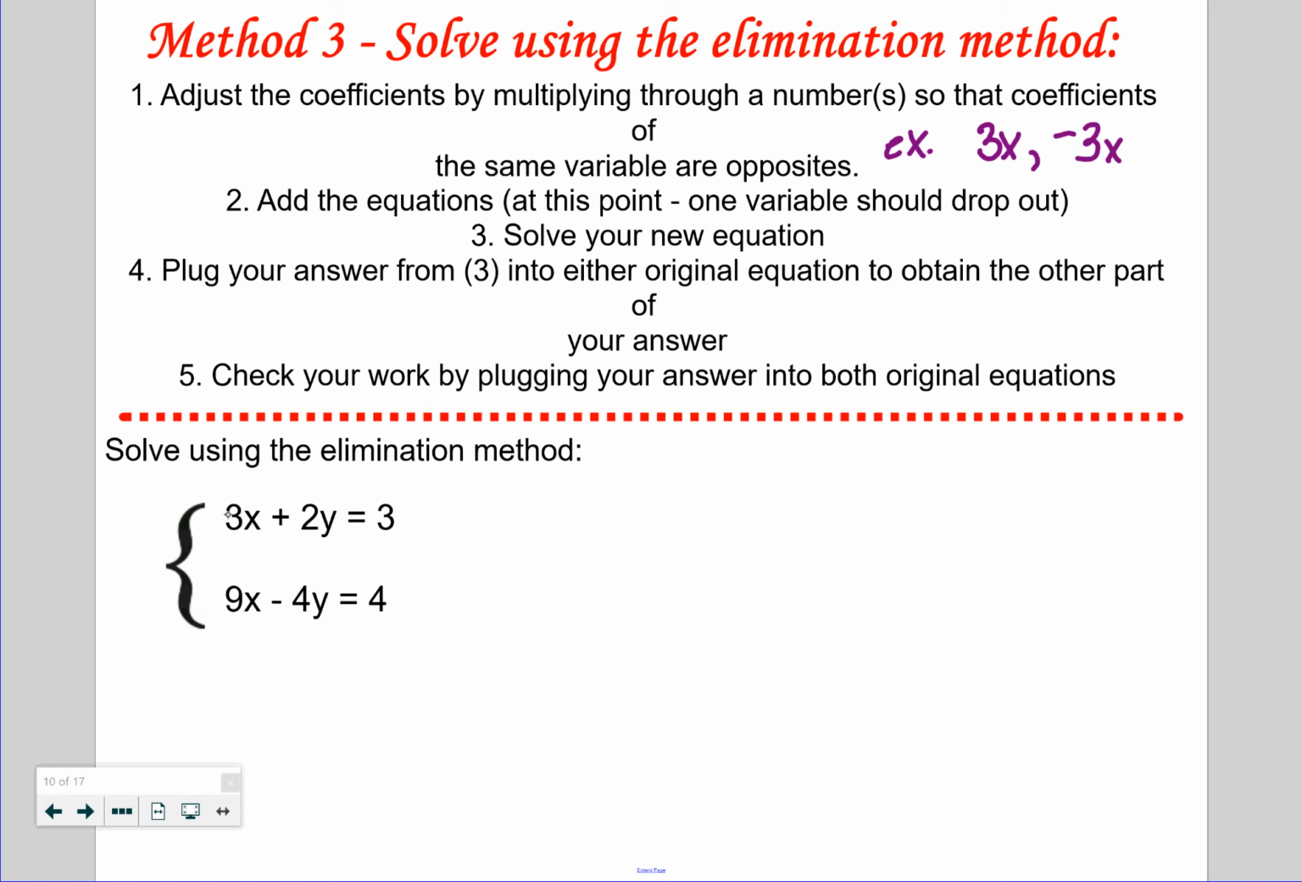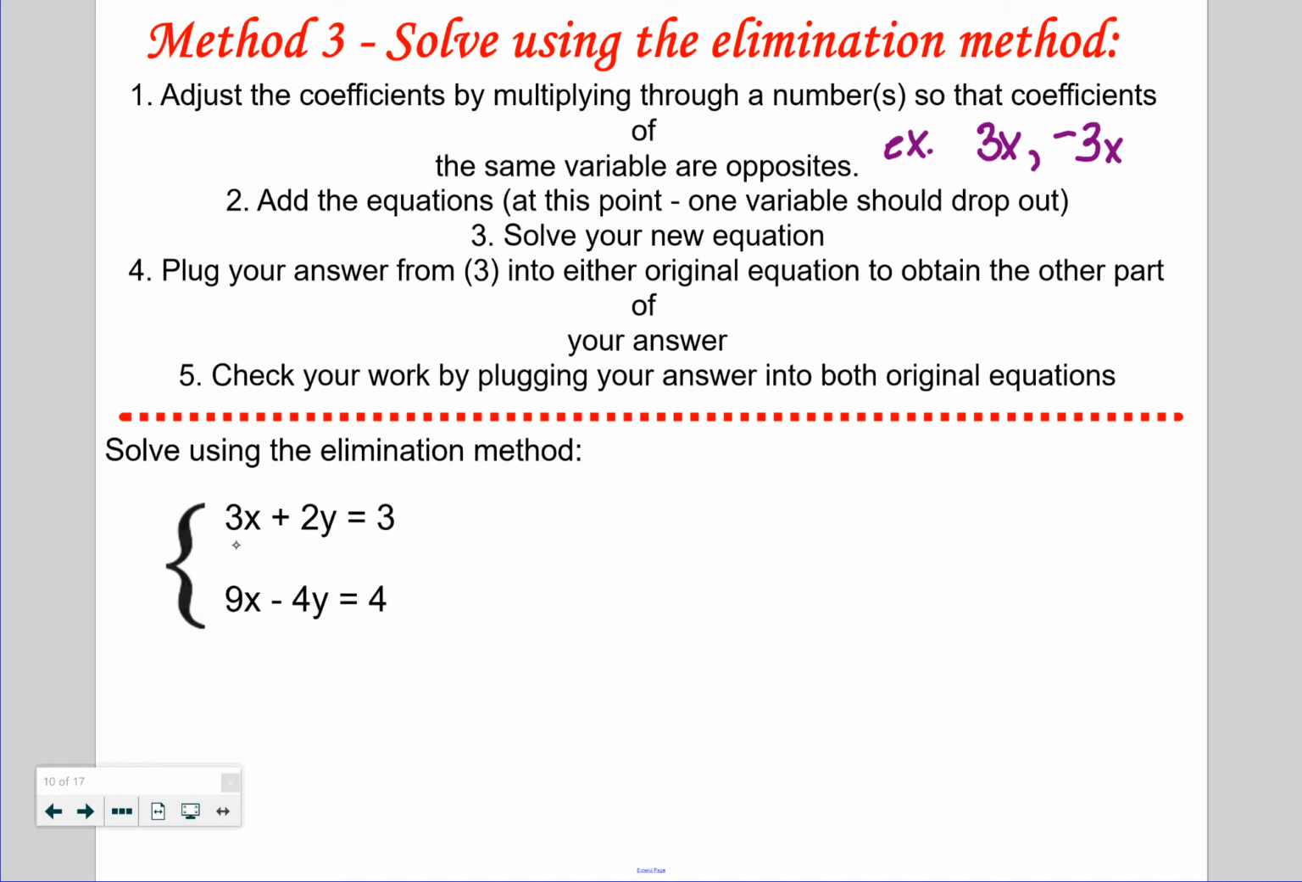That would give me a negative 9x. The bottom is a 9x, and those would be opposite. Another option is I could multiply the top equation by 2. If I multiply the top equation by 2, I would have a 4y and a negative 4y, and I would have opposite y variables. So either one would be a correct method to solve.